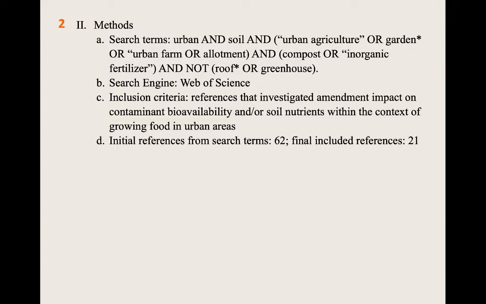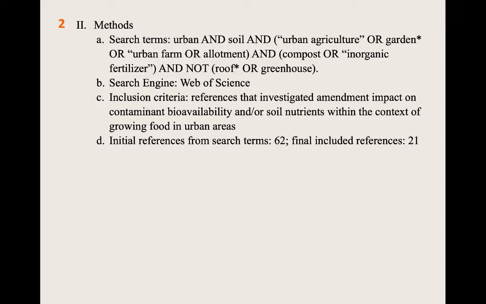So the next part is the methods. This person outlined all of the parts of their method paragraph. Most of you already have this written. And the one thing that'll be important is to update as you've been refining your topic. So what are your final search terms? What's the final search engine that you used? What are your final inclusion criteria?